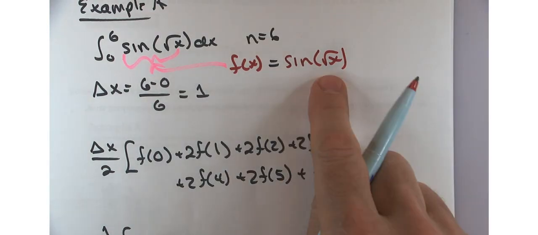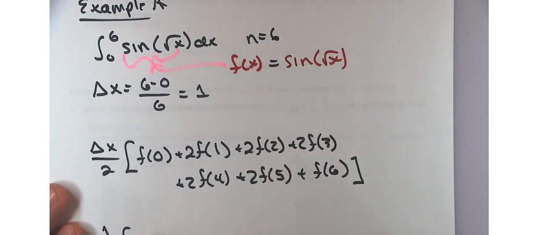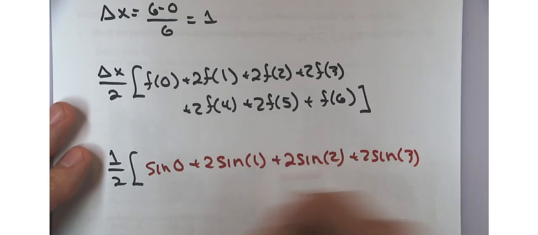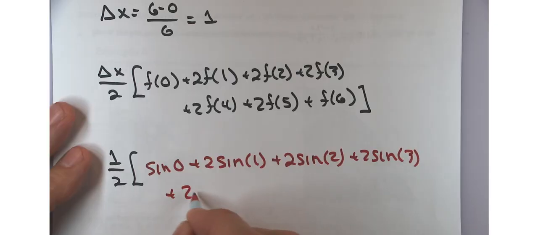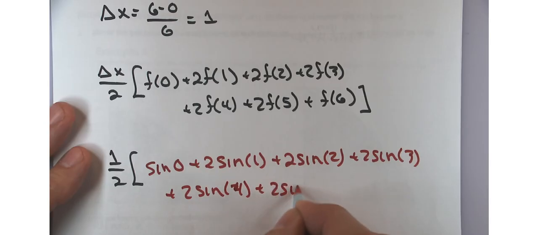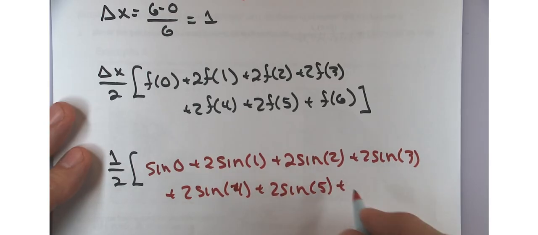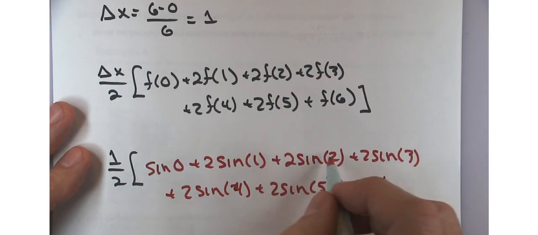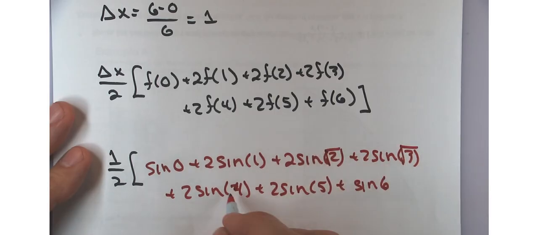So let's see. If I plugged in the 0, I'd have the sine of 0 plus 2 times the sine of 1 plus 2 times the sine of 2. And this gets a little bit monotonous, which is why we usually do this on a computer or at the very least a graphing calculator. 2 times the sine of 4, 2 times the sine of 5 plus the sine of 6. I actually square root of that. Square root, square root, square root, square root, and square root.